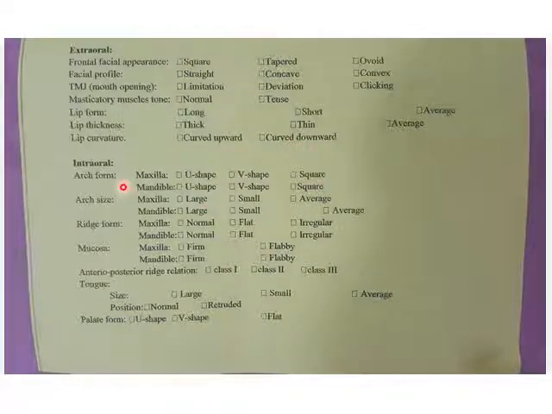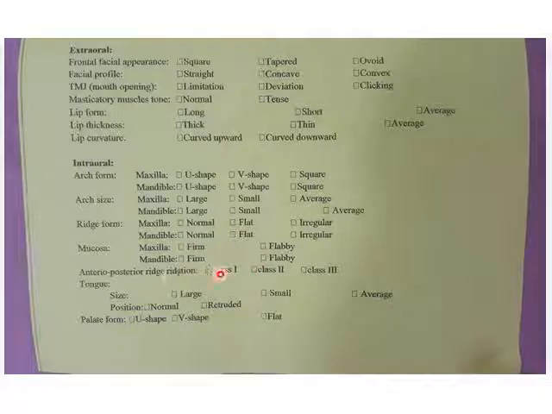The intraoral examination starts with the arch form for the maxilla: U shape, V shape, square, for the mandible the same. For the arch size, for the maxilla, large, small, average, for the mandible also. For the ridge form, as we said before, this is an important factor, whether it has a normal, flat, or irregular surface for the ridge. The mucosa is very important, whether it's firm or flabby attached.